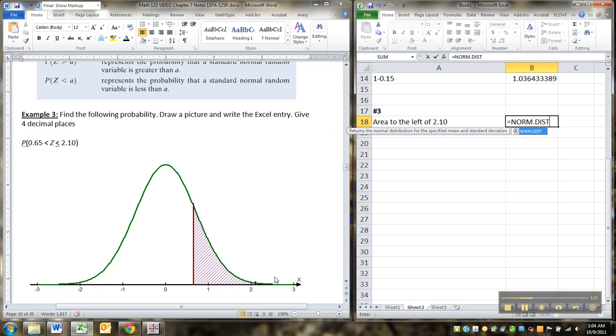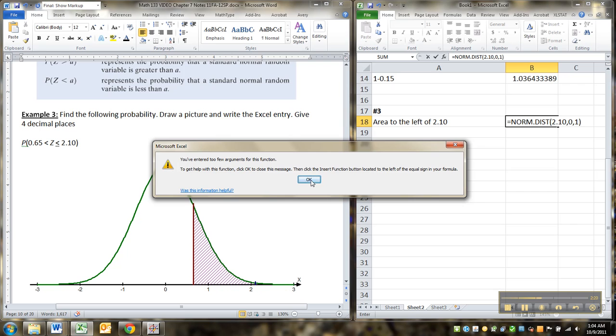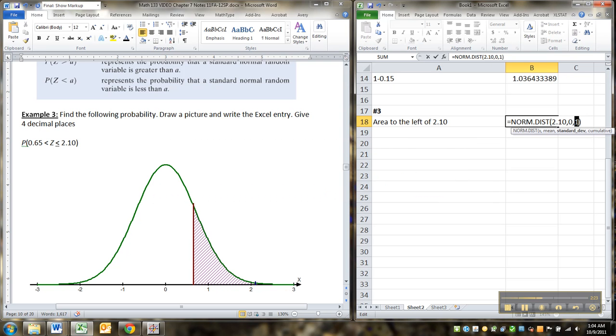dot dist, right? Now why dot dist? Now why not dot inverse? Bear with me. Well, I've given you z-scores. When you're given a z-score like 2.10, you have to be using the dot dist function. You couldn't possibly be using the dot inv function. The inverse function only works when you want to know the z-score, i.e. it wasn't given to you, but ours was. So it's 2.10, comma 0, comma 1. Oh, oops, forgot the true part. Hold on. 0, comma 1, comma true. There we go.